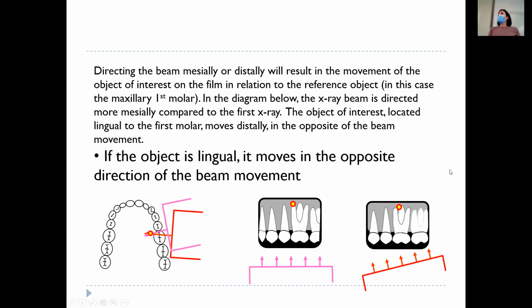So in the diagram below, the X-ray beam is directed more mesially compared to the first X-ray. Remember, we're always going to compare two X-rays, and the object of interest located lingual to the first molar moves distally, in the opposite movement of the beam. So you have to have actual horizontal movement.